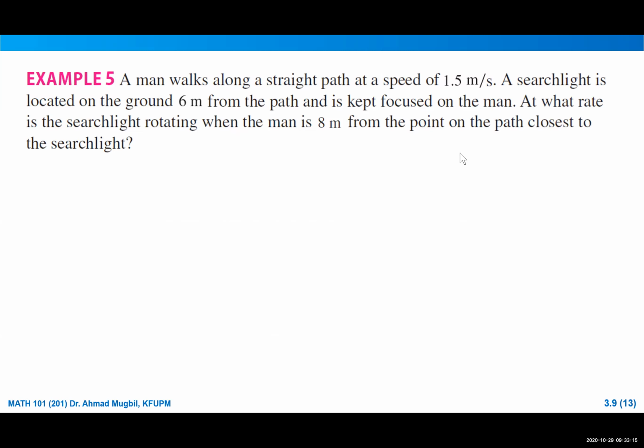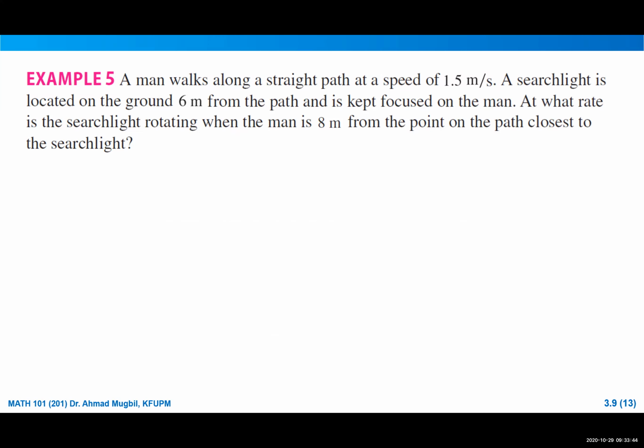A man walks along a straight path at a speed of 1.5 meters per second. A searchlight is located on the ground 6 meters from the path and is kept focused on the man. At what rate is the searchlight rotating when the man is 8 meters from the point on the path closest to the searchlight?